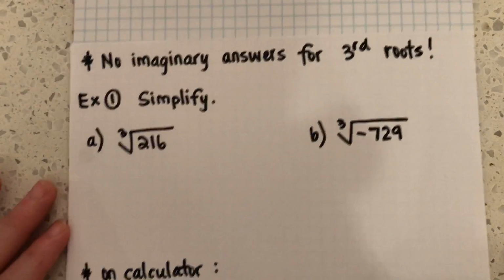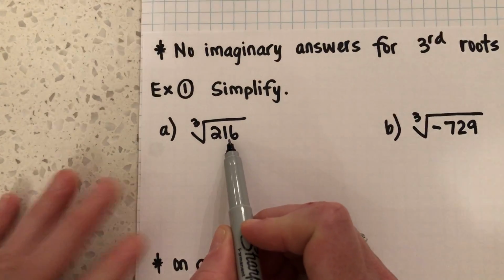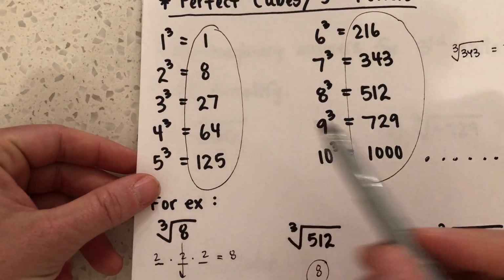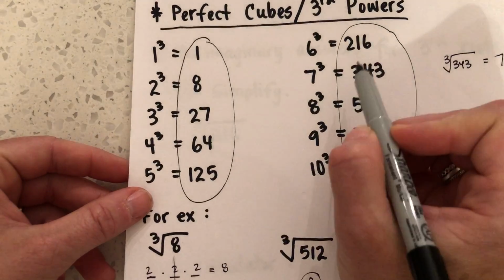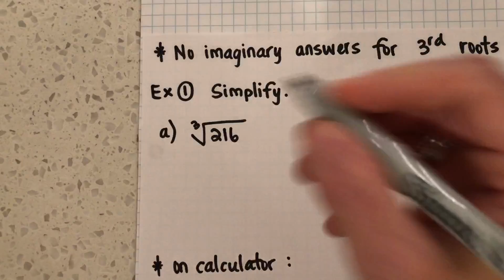Let's practice by simplifying. Let's say you were asked, what's the third root of 216? If I'm you, I would keep this list handy. Look to see if 216 is on this list. It is. So the third root of 216 is 6.